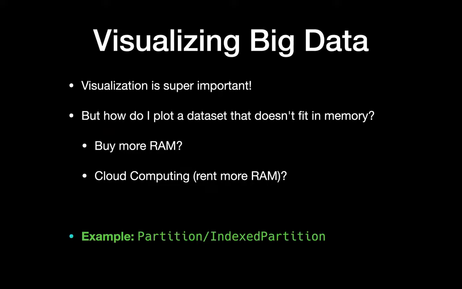I am giving this talk on an 8 gig RAM MacBook Air. So I would rather not buy a new computer every time I have to analyze a data set that's more than 8 gigs, or visualize that. So we're going to take a look at examples. There's these two types in OnlineStats called Partition and IndexPartition.